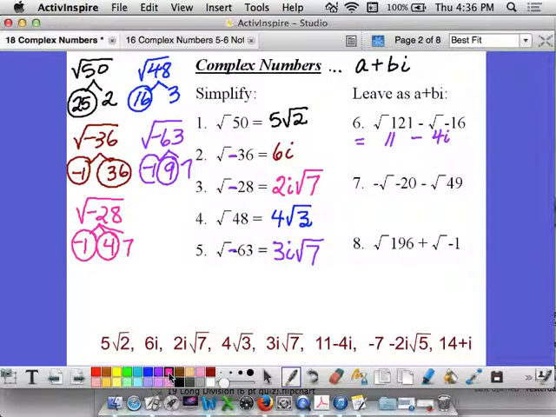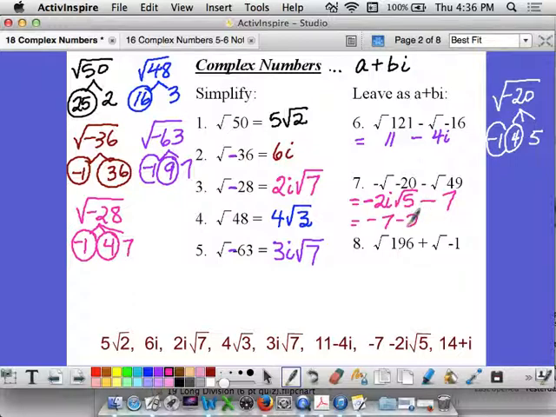In number 7, I have negative, and then I have the square root of 20. If I were to break down the square root of negative 20, I break that down into negative 1. I know that square root. I know the square root of 4. However, I don't know the square root of 5. So this is 2i square roots of 5. The negative just follows, so 2i square roots of 5, minus. And then the square root of 49 is simply 7. Now, this is not written in the proper form of a plus bi. So I need to just turn it around. Negative 7 goes first, minus 2i square roots of 5 goes next.